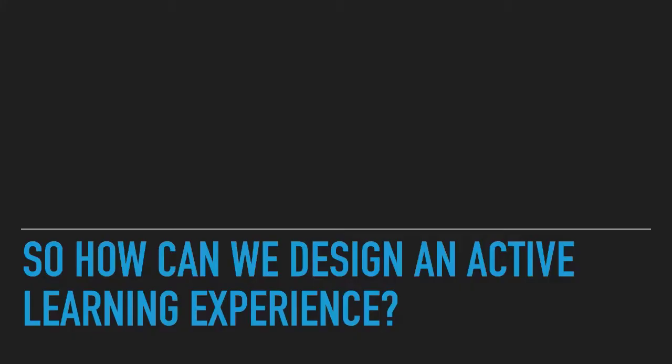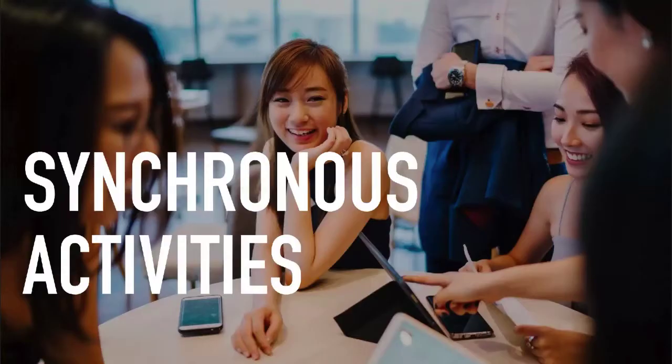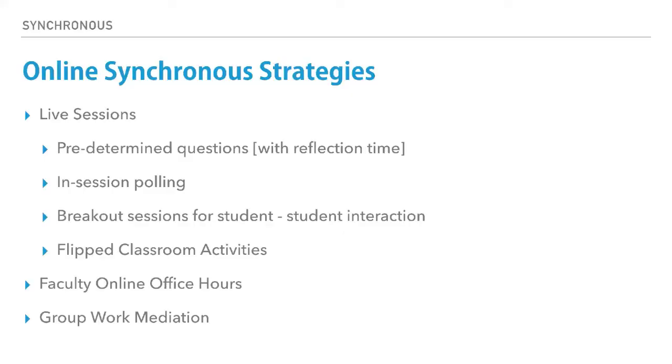Now, how can we design an active learning experience? Let's look at some synchronous activities. When you think of online synchronous strategies, which is what you would normally do in a classroom, you can break it down into three things: live sessions, faculty online office hours, where you teach them one-on-one, and group work mediation, when you have groups and you help out with any situation that might arise, or actually go over content.